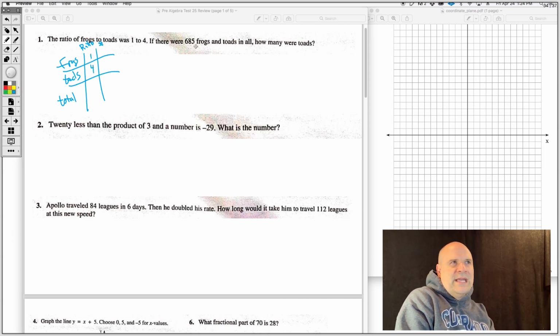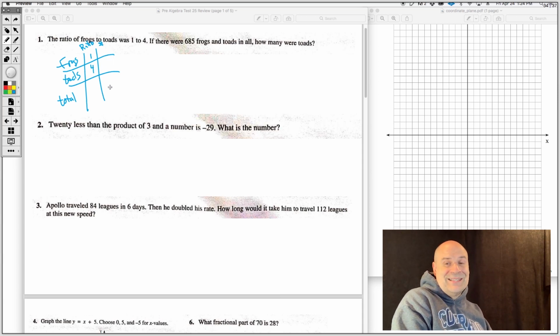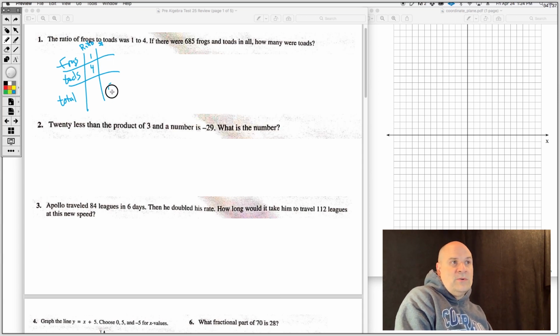If there were 685 frogs and toads. So that's not frogs or toads, it's frogs and toads. Where does that 685 go? It goes in our total, 685. Well, we do have a total ratio. If it's a 1 to 4 ratio, then our total is 5.